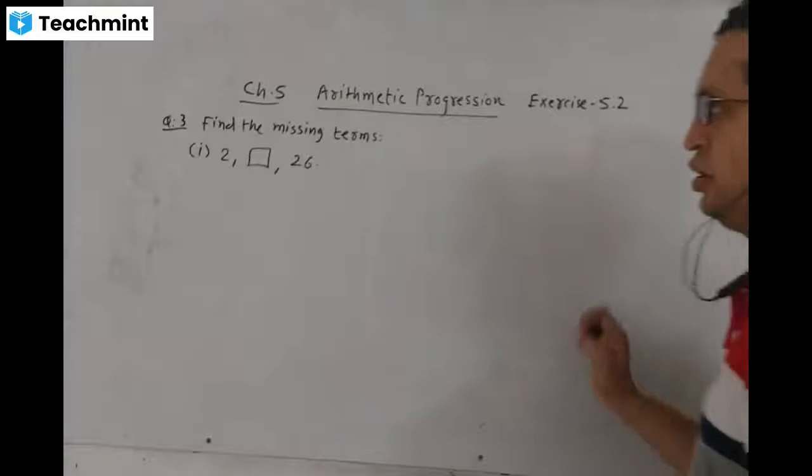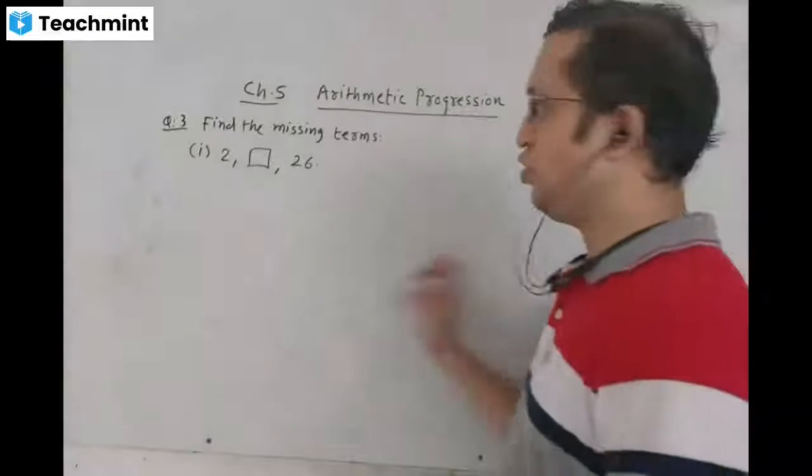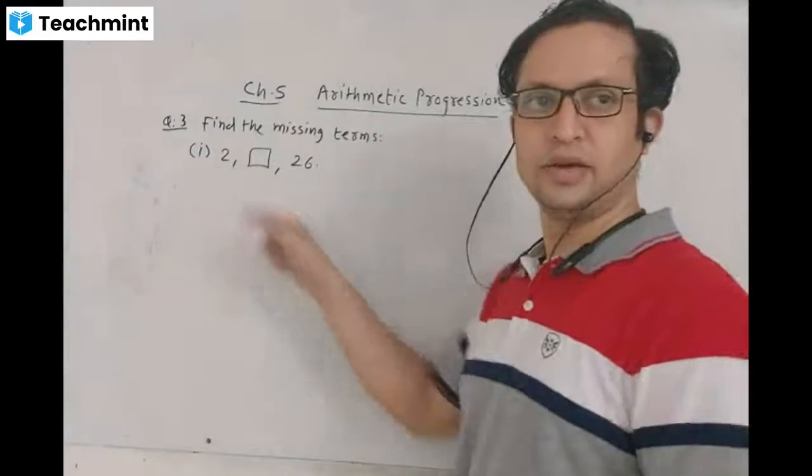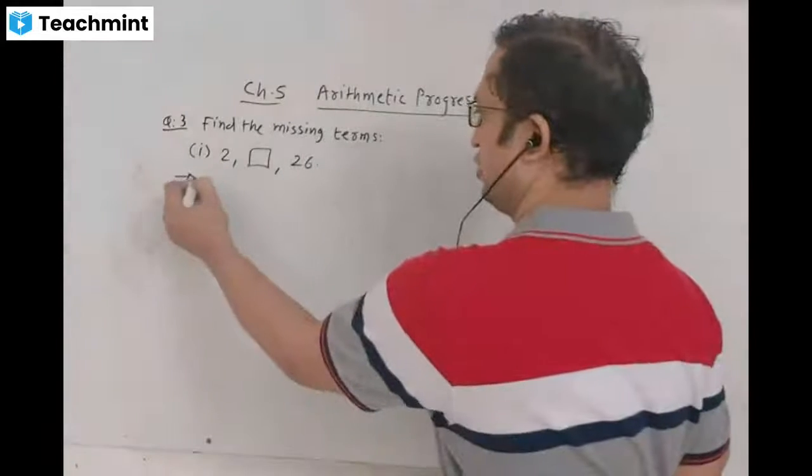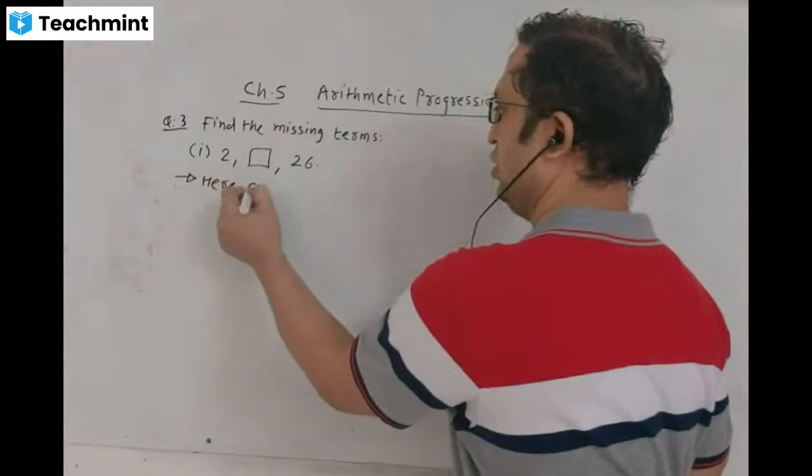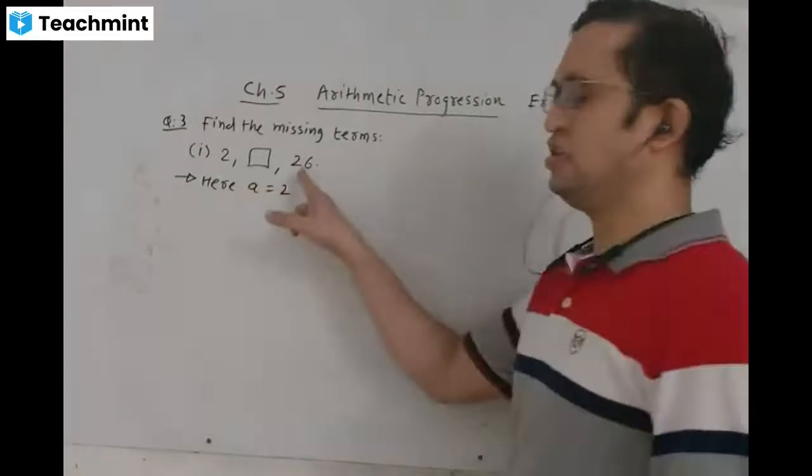Here, find the missing term. What is A? First term is A. A is equal to 2. And that is a third term.